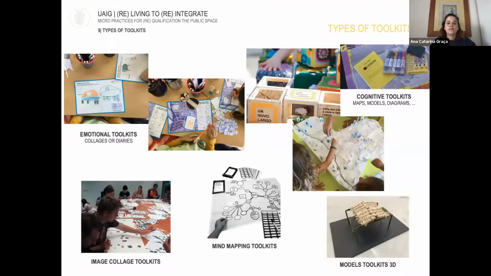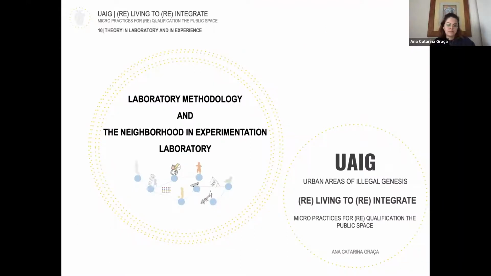There are several types of toolkits. For example, emotion toolkits allow participants to produce elements for feelings and emotions. Another example, 3D model toolkits, allow manipulation and simulation. This presentation was referred to before in my PhD.